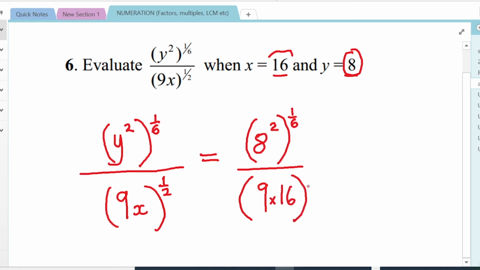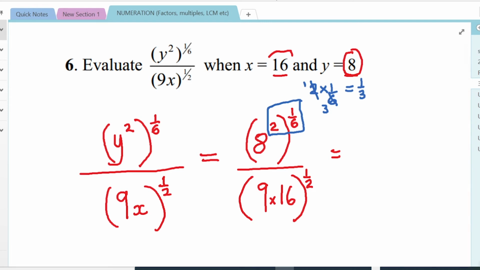This whole thing is to the power a half. Of course, meaning that is going to be equal to... now let's handle this thing at the top. This is the same as saying 2 times 1 over 6. And so 2 times 1 over 6 becomes, by 2 once, by 2, 3. So it's the same as to the power a third. So this is going to become 8 to the power 1 over 3.